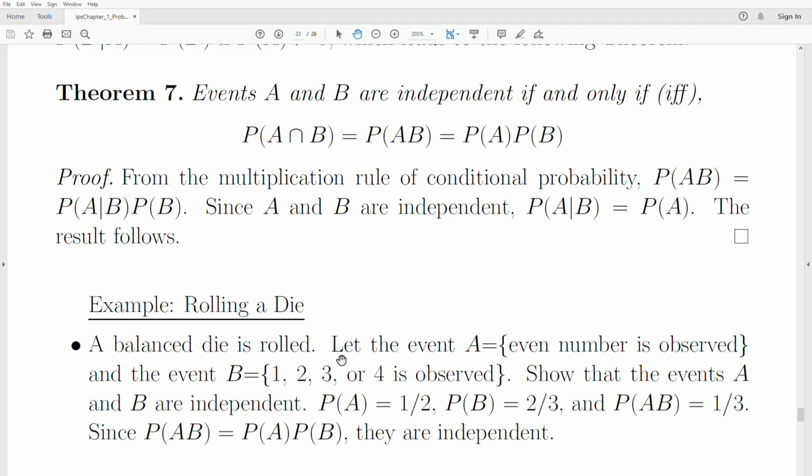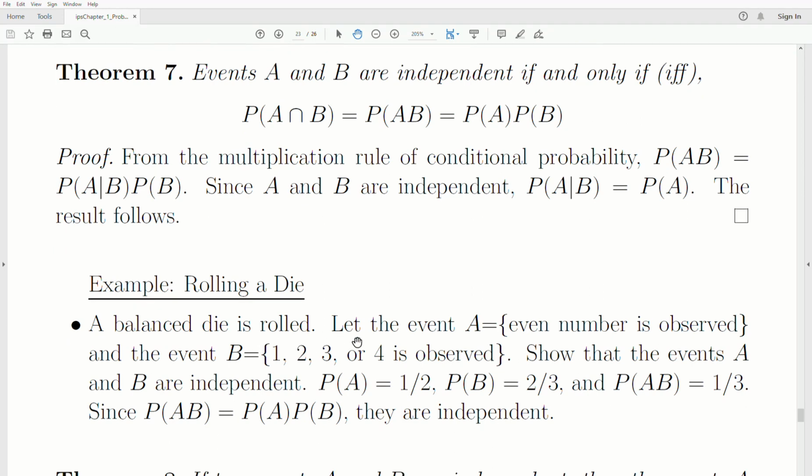Now let's do an example. A balanced die is rolled. Let the event A equal the even numbers observed, and the event B be that the numbers 1, 2, 3, 4 are observed. Show that the events A and B are independent.